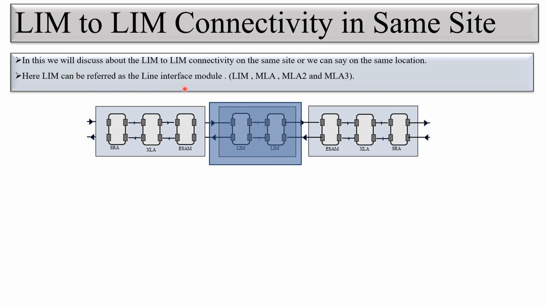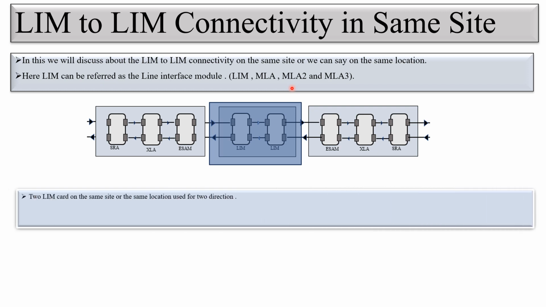Here limb can be referred to as the line interface module. It is either limb, MLA, 2, 3 or SLA. Two limb cards on the same site or the same location are used for two directions. You can see here these two limbs are connected to each other. Of the first limb, these two ports are facing one direction, and these two ports are facing the other direction. One limb card is used for one direction, so if we are using two directions, we need to use two limb cards, and these two limb cards are connected to each other via port numbers 6 and 7, which we will discuss further.